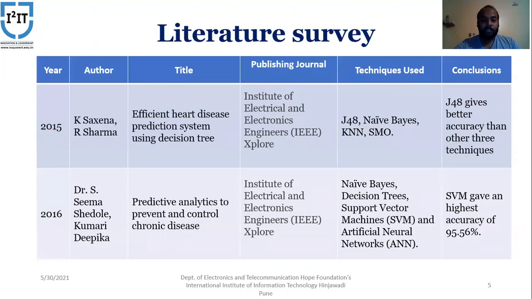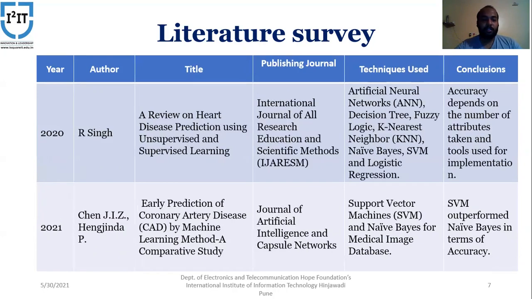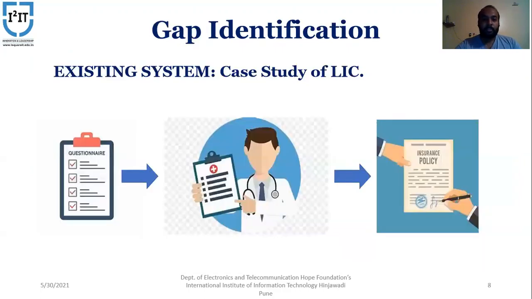So here is the literature survey that we have done from 2015, taken from K. Saxena and R. Sharma, where the techniques used were J48 and naive Bayes from 2015, and references such as SVM, decision tree, KNN, and J48. This is all the literature that we have covered till 2021, and we found that SVM and logistic regression performed better.